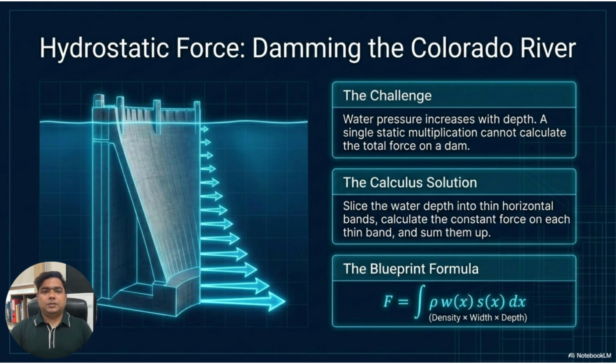The formula shown here is F equals the integral from a to b of rho times w of x times s of x dx. Verbally, we say force equals the integral from a to b of rho times the width function w of x times the depth function s of x with respect to x. Here, rho is the weight density of water. w of x is the width of the dam at depth x. s of x is the depth of the strip below the water surface. dx is the thickness of the strip. So each tiny force is density times width times depth times thickness. This is a powerful example of integration because it shows how calculus helps engineers design safe structures.